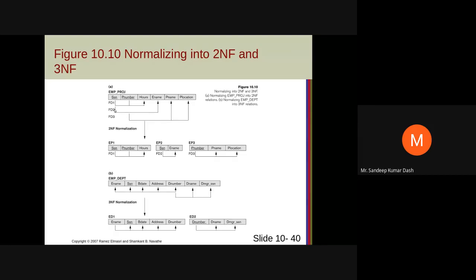Ename was taken onto EP2 along with SSN. Similarly, Pname and Plocation are taken into EP3 from this relation. Now these three, you see whether these three are okay or not. What the 2NF said, that any non-prime attribute is fully functionally dependent on the primary key. Yes, these are primary key and this is full functional dependency.